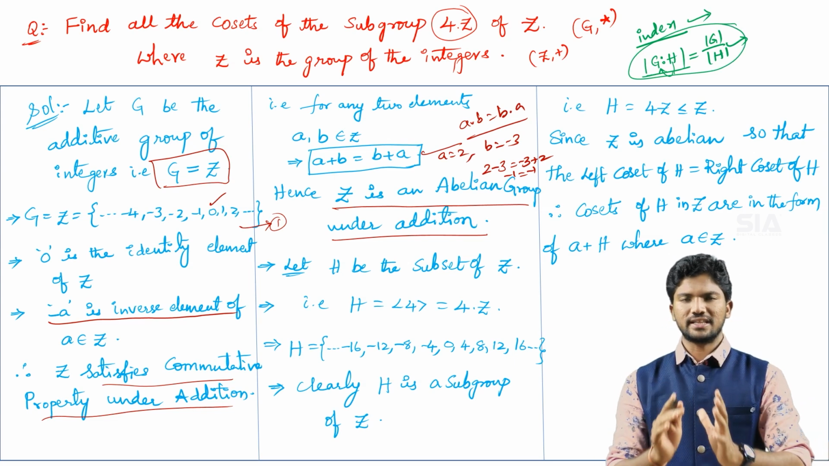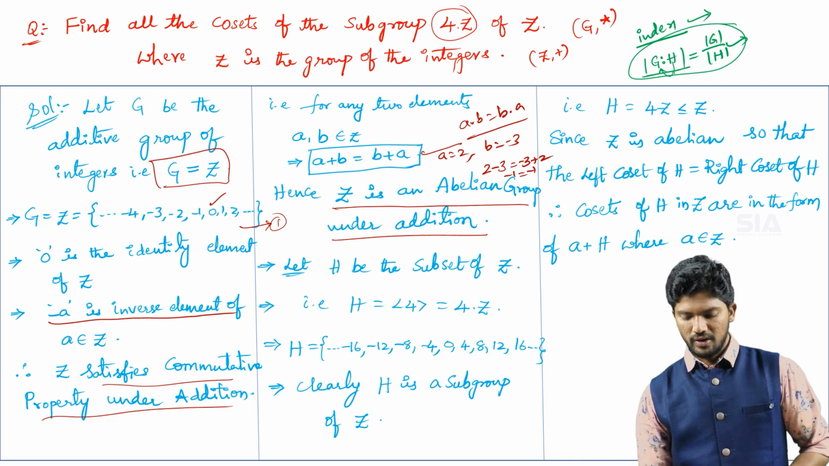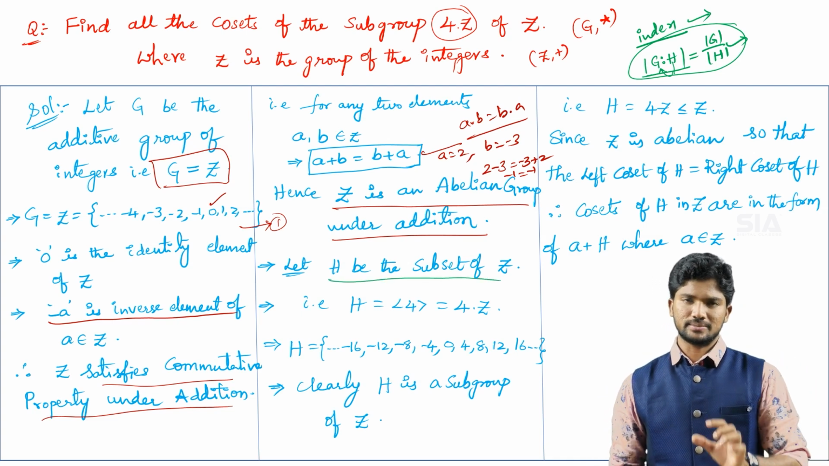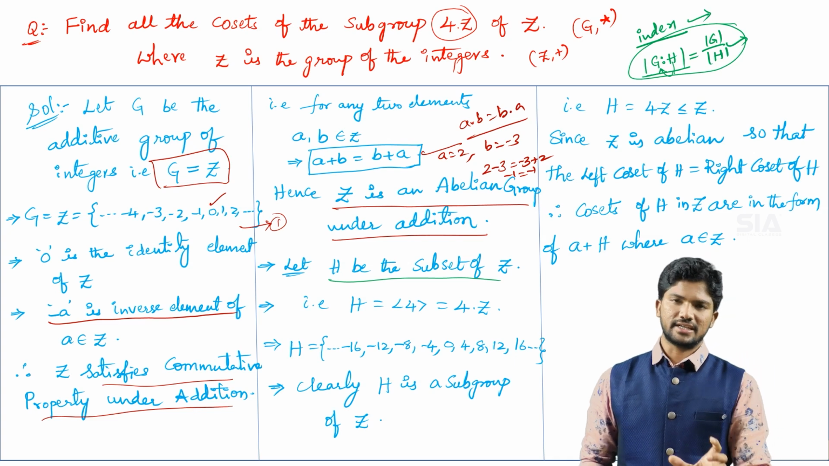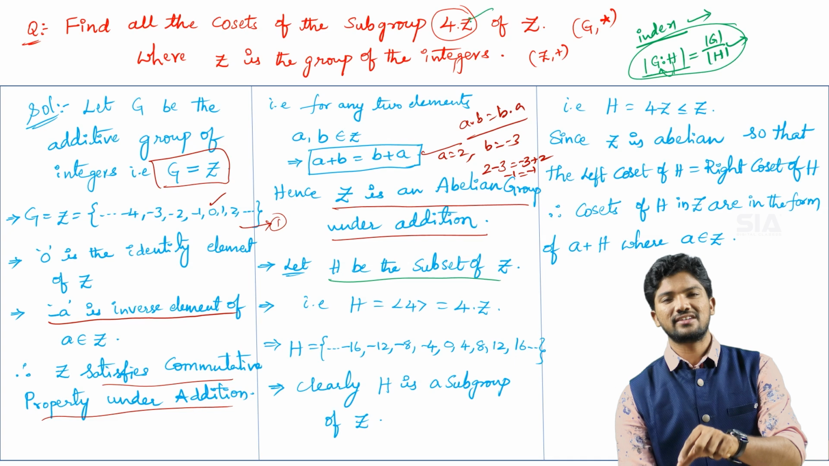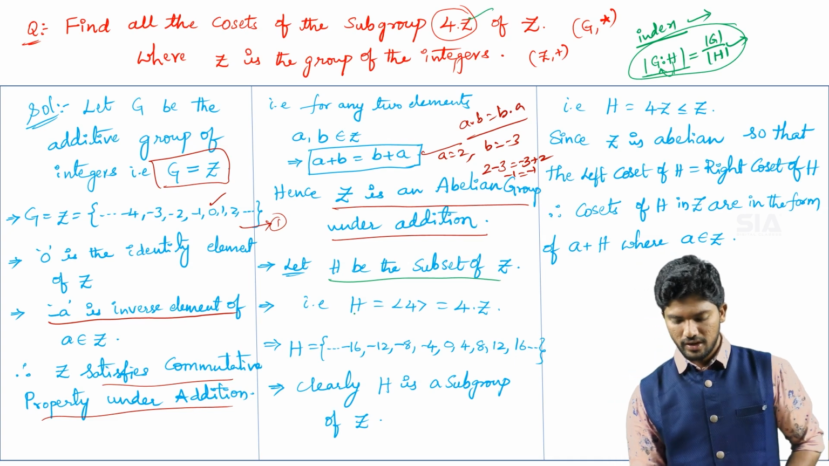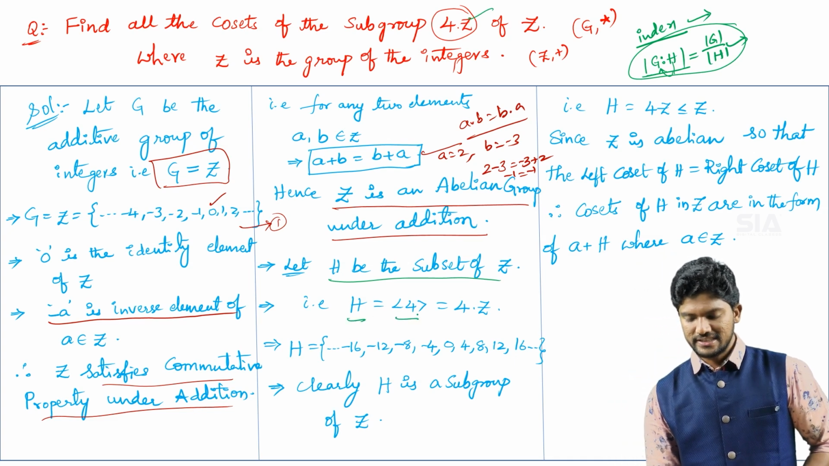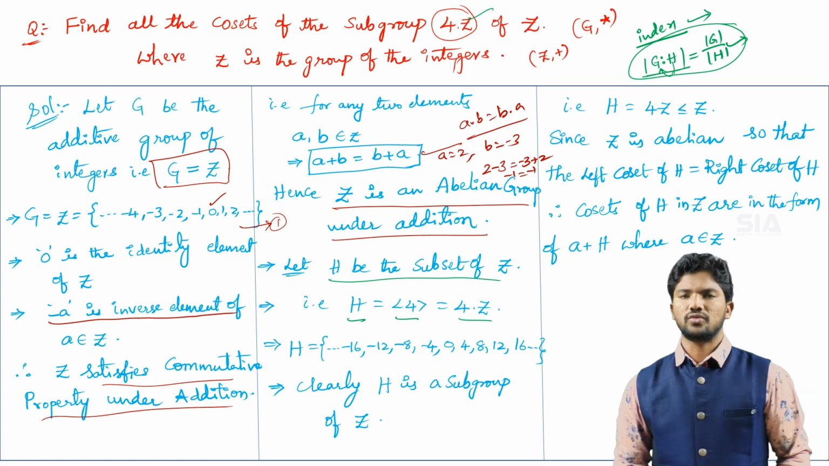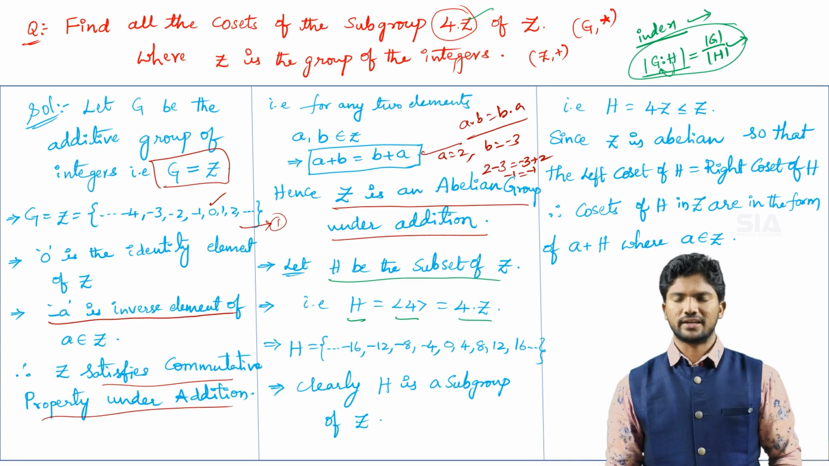Now, after proving that capital Z is abelian, let capital H be a subset of Z. What is capital H here? From the statement, 4Z is the subset. So I am taking H as the cyclic group generated by 4, which is equal to 4Z. I am taking this from the statement.